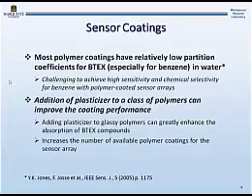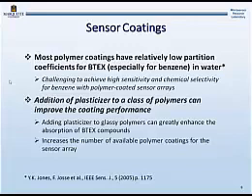Now, there are many investigations on this, but most just use commercially available polymer coatings, most of which have relatively low partition coefficients for BTEX in water. Especially that's true for benzene, because unfortunately among the BTEX compounds, benzene has the highest solubility in water, so the lowest tendency to go into the polymer. This makes it challenging to achieve high sensitivity and chemical selectivity for benzene in polymer-coated sensor arrays.